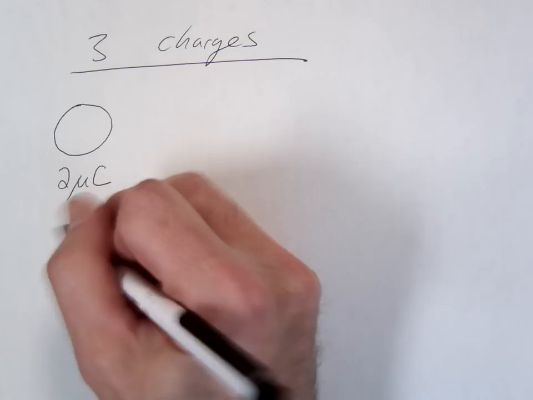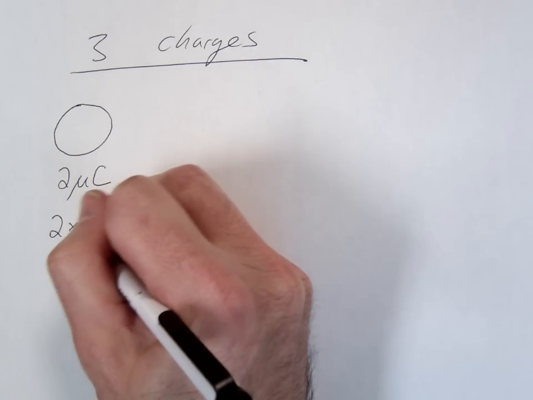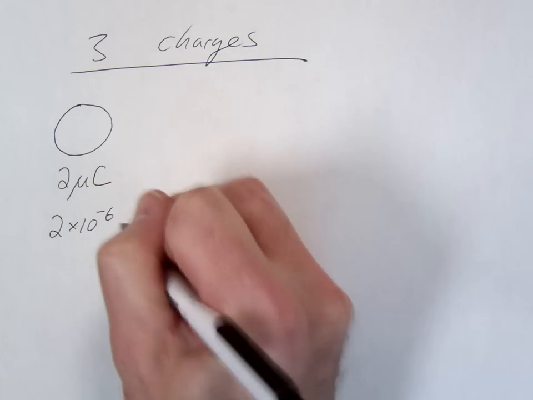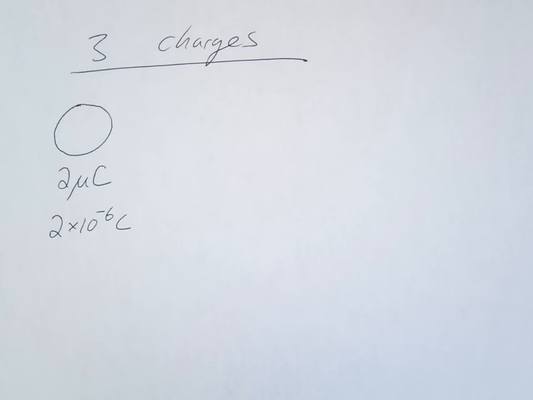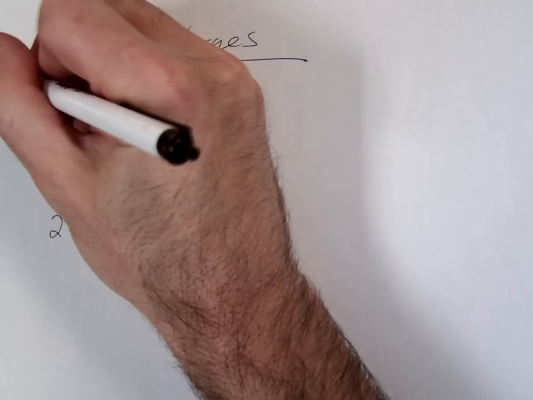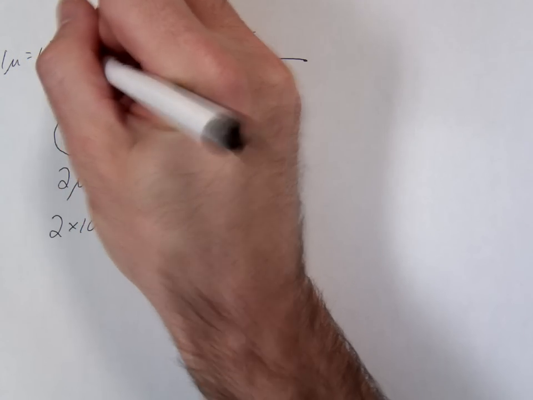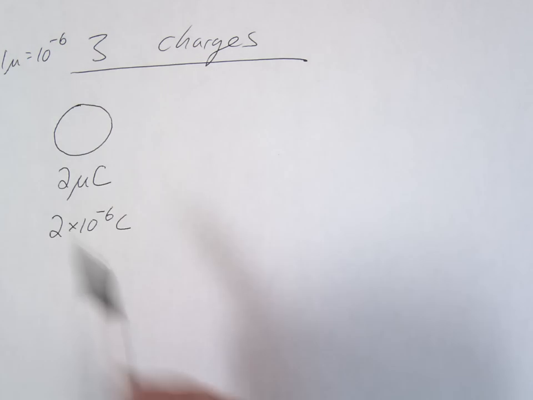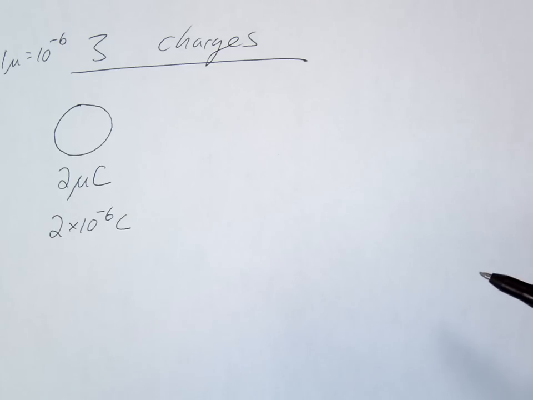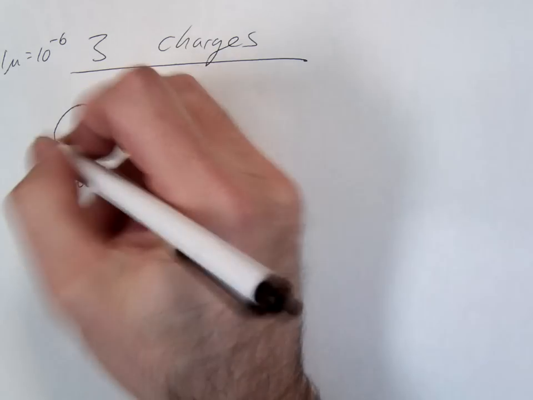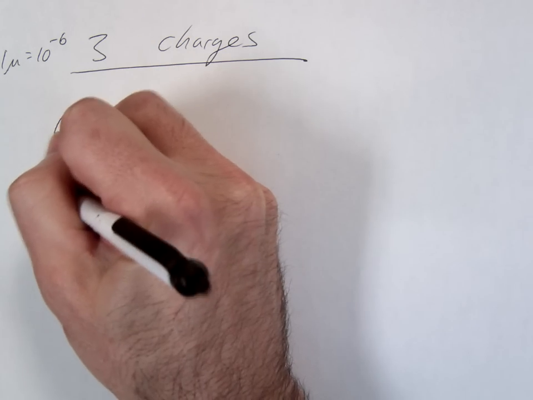So the way you'd write that is 2 × 10⁻⁶. So 1 micro is equal to 10⁻⁶. This looks like mu. You guys remember mu? That's what this symbol is. It's the same symbol as the friction. Yeah. Okay, so let's say this is a positive charge here.